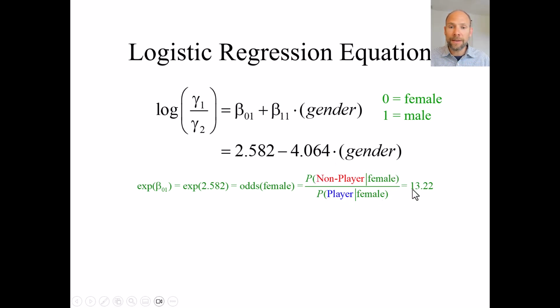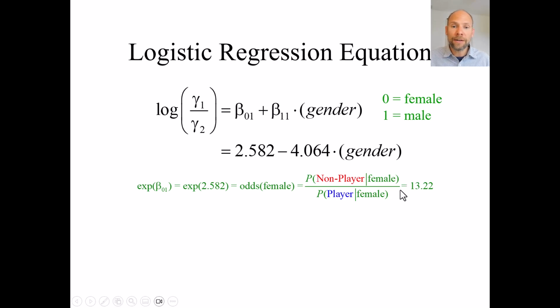And so you can see that the odds of being non-player as compared to being player are large in group female, 13.22. So females are a lot more likely to be non-players than to be players. So this already tells us something, right? That's more interpretable than the number 2.582 per se, which is not really interpretable so well. But when we exponentiate this, then it gives us the odds in group female, and the odds in group female has a straightforward interpretation. Now, what about males?